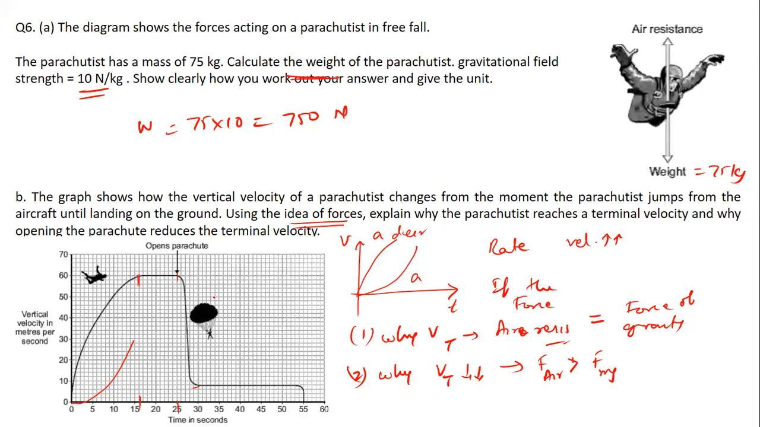I'm taking up some extra questions here, which are not there in your syllabus, but to make sure that you understand this. So F air is not greater than mg, or F air is less than mg. What is happening there? Now, first of all, opening a parachute, why do you think air resistance should increase? That link is missing.